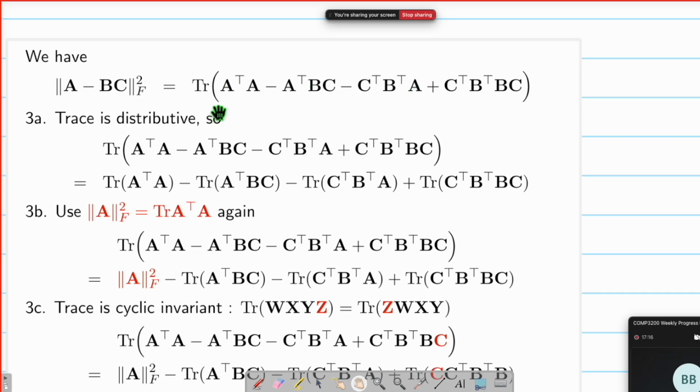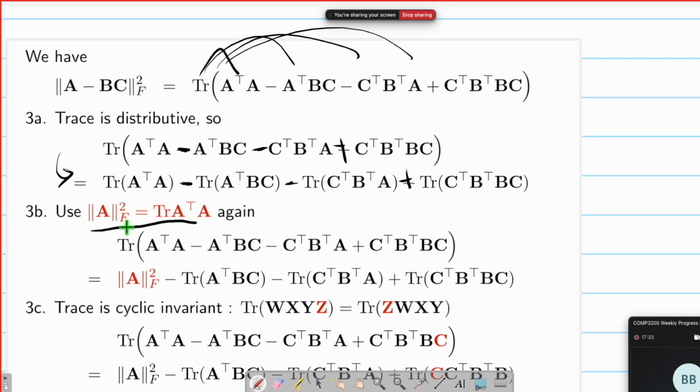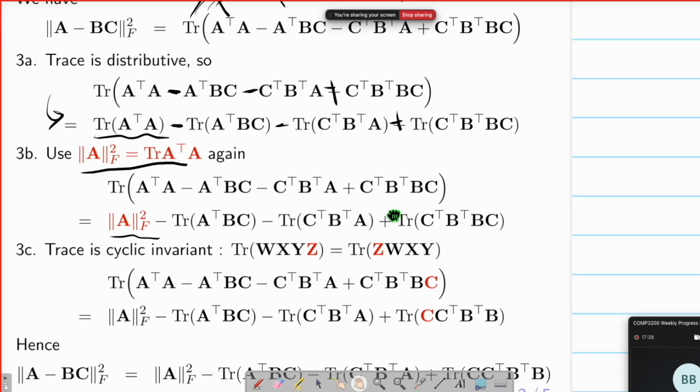This big chunk of thing, the trace, can go inside. I can go to here. So I have this. Be careful of the signs. So we have negative here. This is negative, this is negative, this is plus, so this is plus. And then trace of A transpose A is just the norm. So this thing becomes the norm. So now I have this thing.